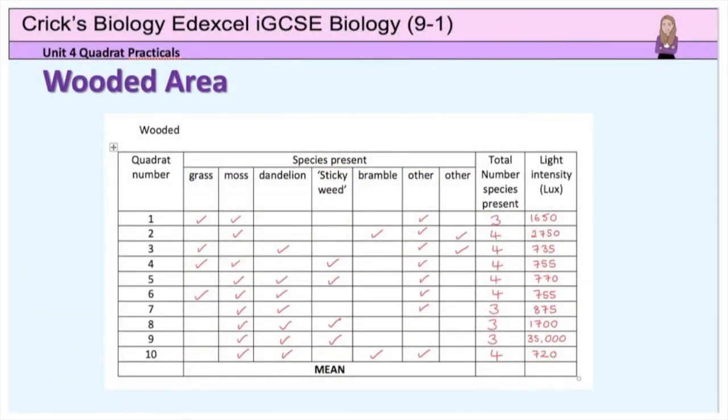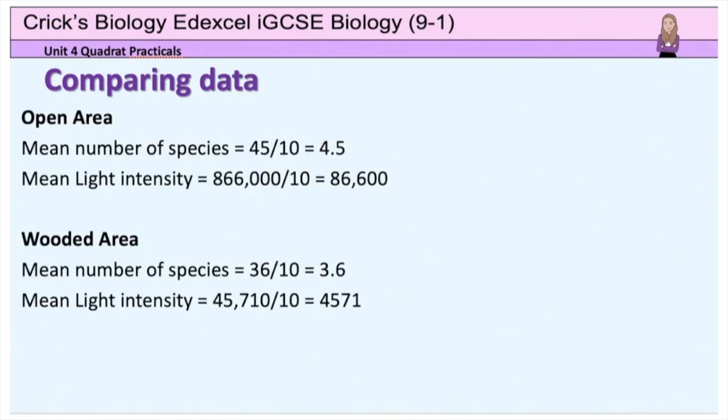Hopefully you ended up with a results table that looks something like this. Again, try calculating the mean number of species and the mean light intensity for the wooded area. In the open area, the total number of species is 45, so to find the mean, divide by 10 as there were 10 quadrats, and this equals 4.5. The mean light intensity is 86,600 lux. In the wooded area, the mean number of species is 3.6, and the mean light intensity is 4,571 lux.